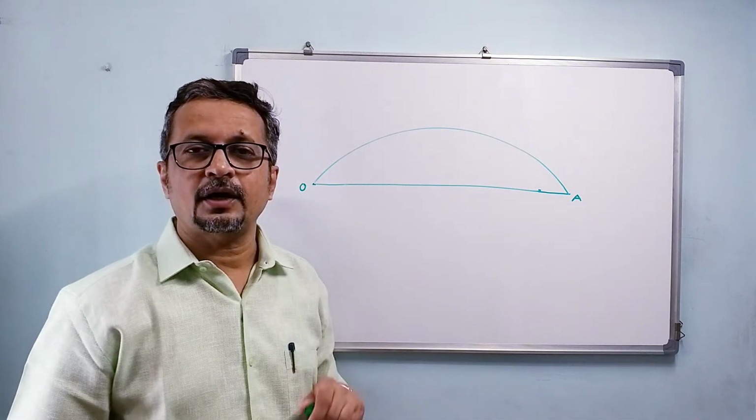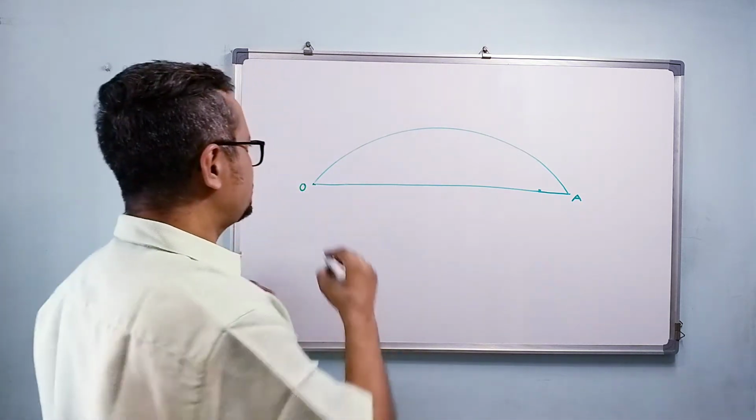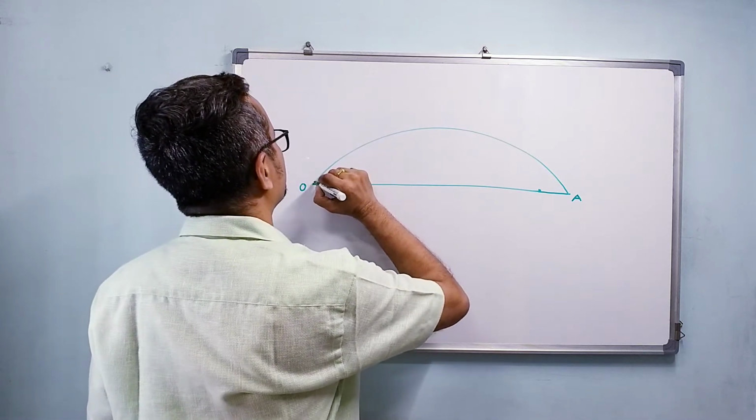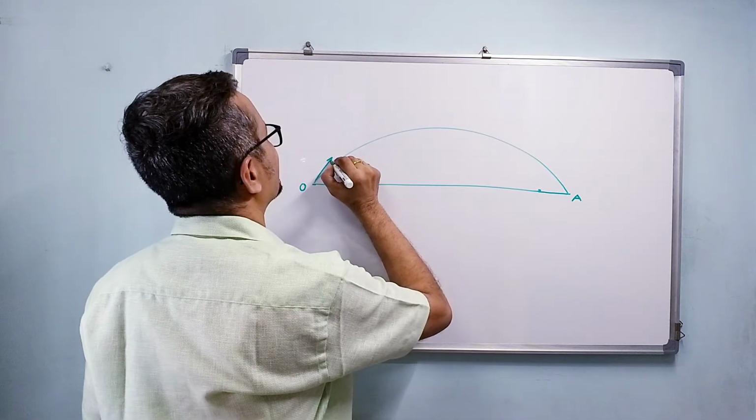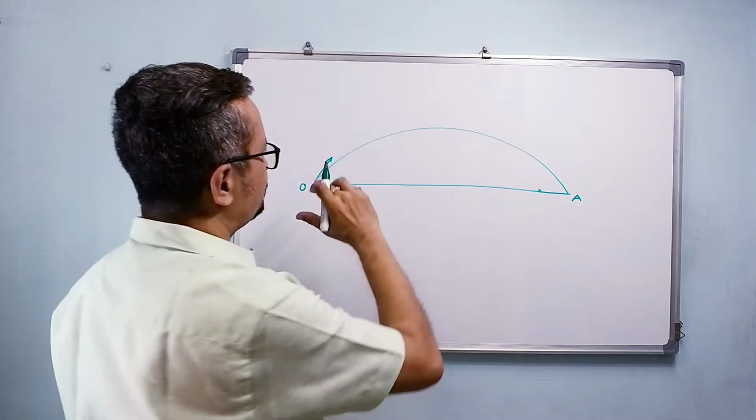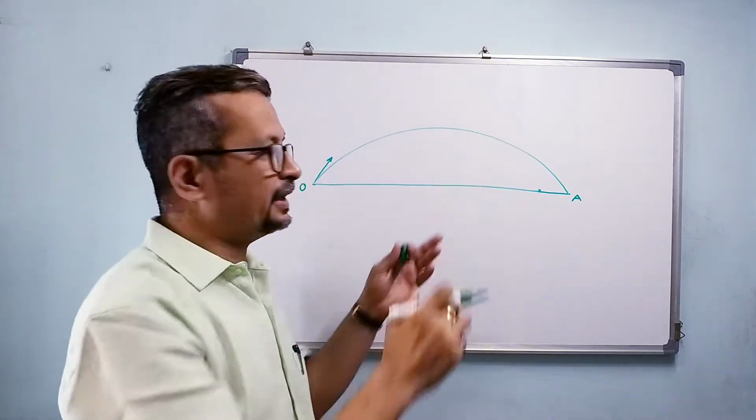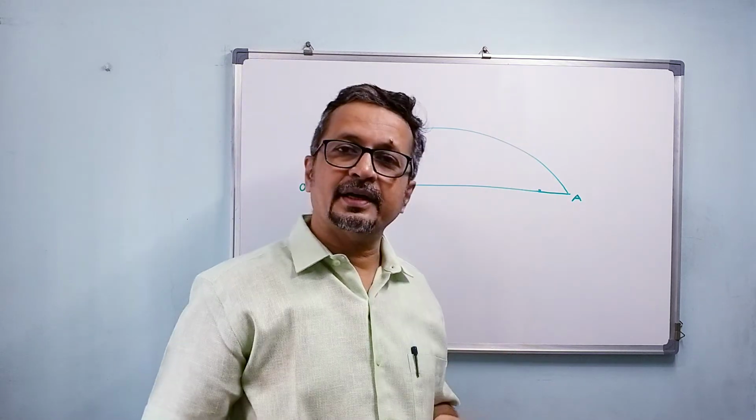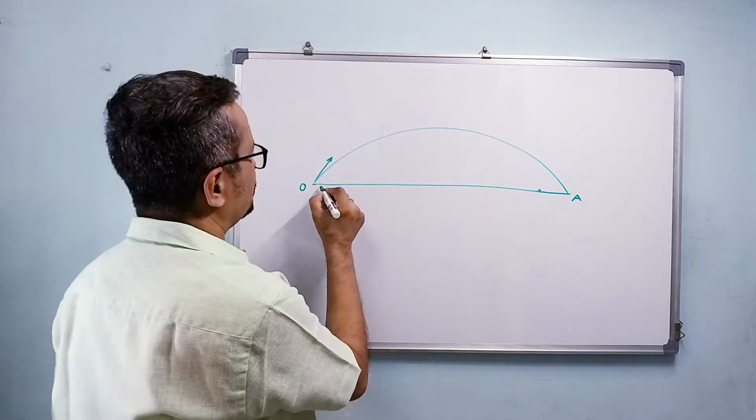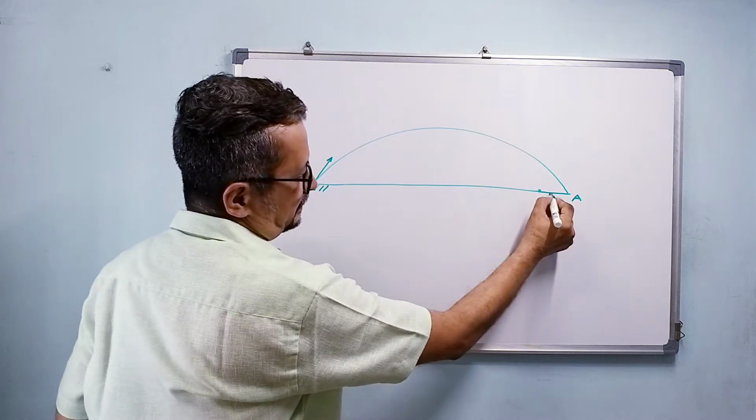Correct. Now, how does the ball move? Initially, it has been given some speed in this direction. Then it keeps on moving, it reaches some maximum height, and finally, it again reaches the ground here. Correct. So, you are on the ground here and the ground here.